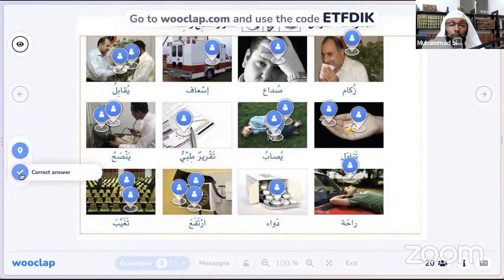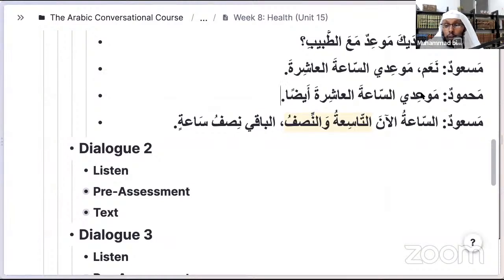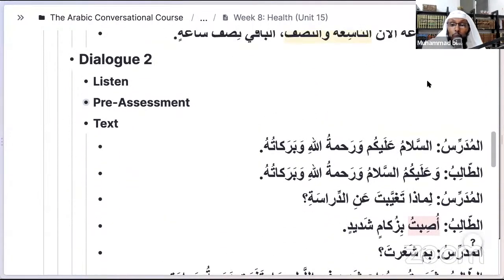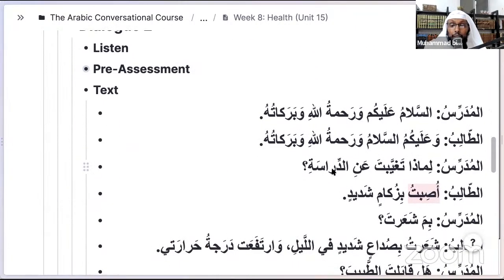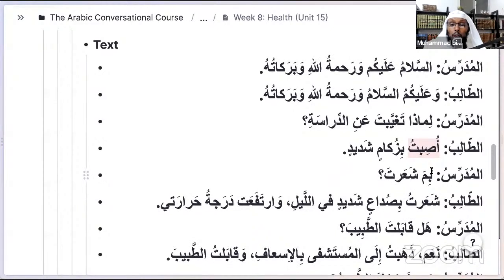تغيبت is from غائب, to be absent, or غيب, knowledge of the unseen, علم الغيب. All of them have similar meaning. So تغيبت was I was absent. The teacher is asking the student, لماذا تغيبت عن الدرس? Why were you absent from the class? Clear? Let's go on to the explanation of the text. السلام عليكم وعليكم السلام. لماذا تغيبت عن الدراسة؟ الدراسة, درس يدرس دراسة, verbal noun. تغيبت, why were you absent. أصبت بزكام شديد.